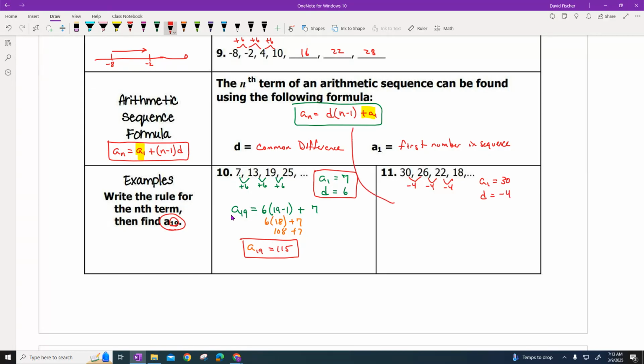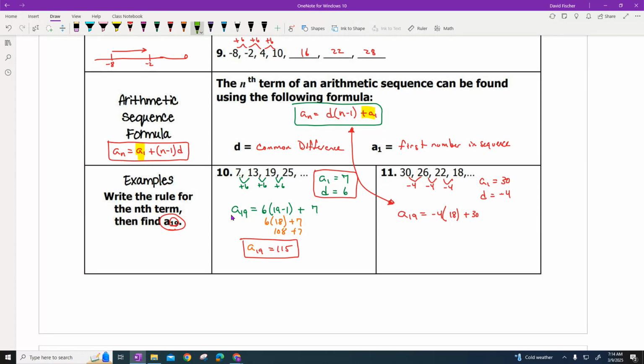So now I want to look at this formula right here. I want to shorten things up a little bit. I still want a sub 19 equals my difference, which is a negative 4, times the number I want minus 1. 19 take away 1, I'm just going to put an 18 right there, plus my first number in the sequence. That's why we're minusing 1, because we've got the first number right there already. So that's why we take away 1 from the number that we want.